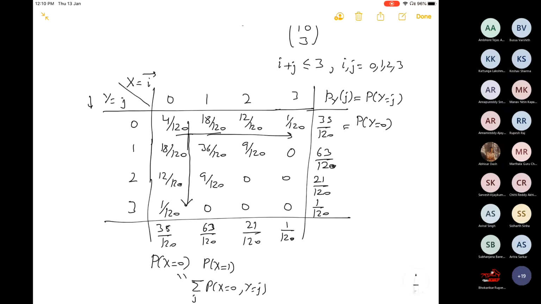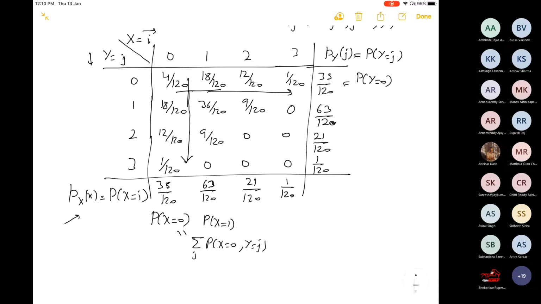And similarly you can write the probability x is equal to i. So these are known as the marginal distributions. What is the probability x is equal to i? This is the marginal probability mass function of x. Corresponding to 0, the value is 35 by 120. Corresponding to 1, the value is 63 by 120. Corresponding to 2, the value is 21 by 120. Corresponding to 3, the value is 1 divided by 120. So this is the marginal probability mass function of x.